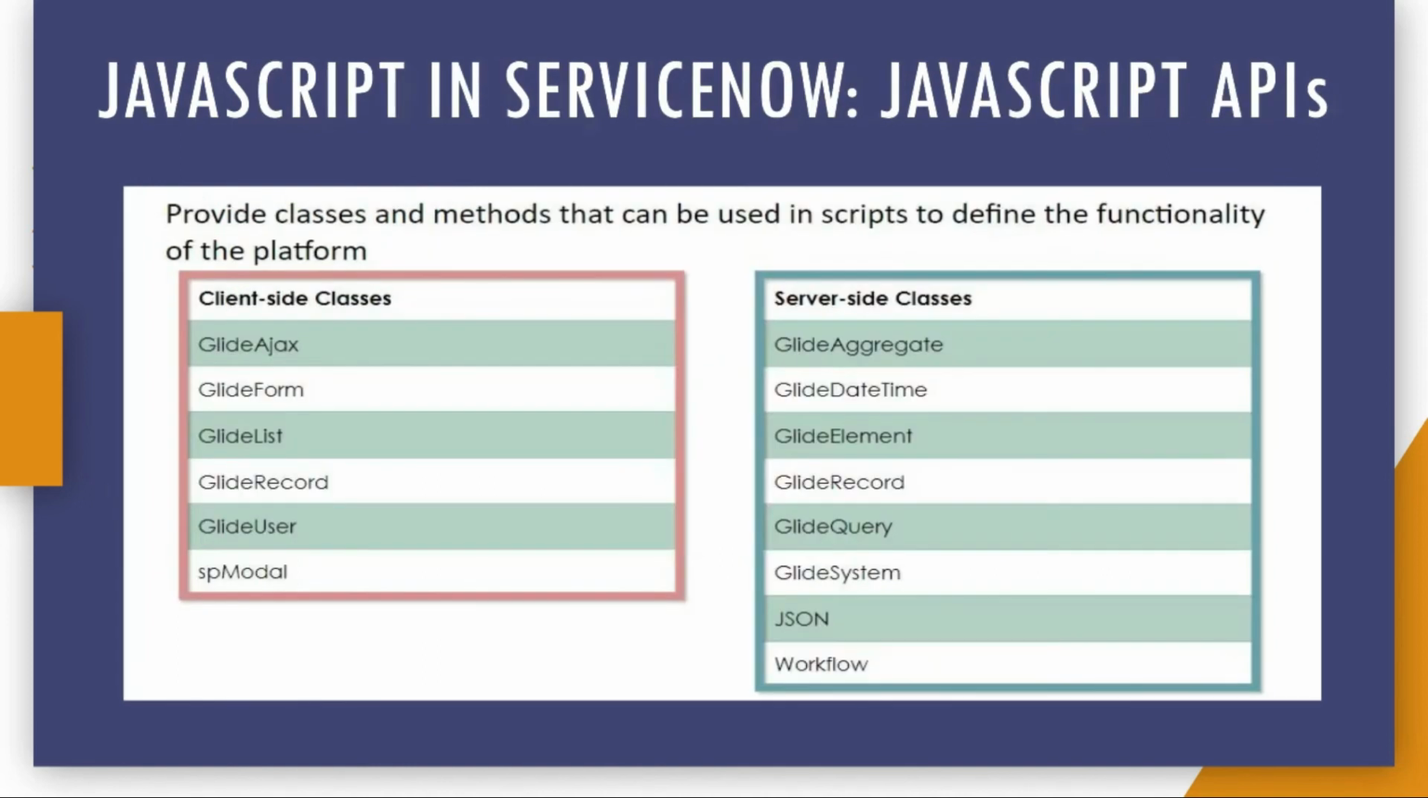Okay, so let's move further and see what JavaScript APIs in ServiceNow are used as part of ServiceNow JavaScript. They provide JavaScript classes and methods that can be used in scripts to define the functionality of the platform. So these are client side classes and server side classes. We can see GlideAjax, GlideForm, GlideList, GlideRecord, GlideUser, SPModel. And in server side classes, we can see GlideAggregate, GlideDateTime, GlideElement, GlideRecord, GlideQuery, GlideSystem, JSON, workflow, and many more.